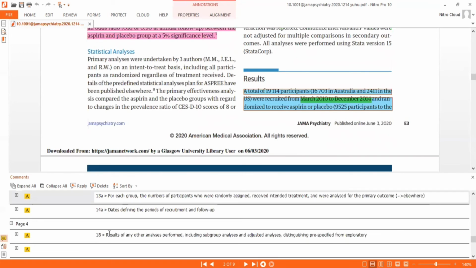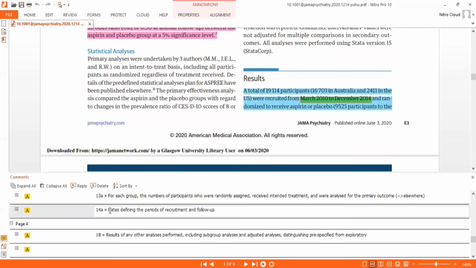Next, point 13a, for each group, the numbers of participants who were randomly assigned, received intended treatment, and were analyzed for the primary outcome. A total of participants in the US were recruited from March 2010 to December 2014 and randomized to receive aspirin or placebo.